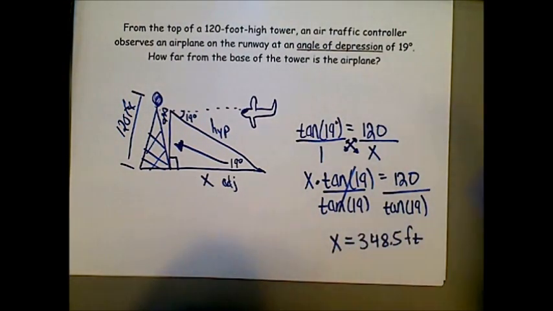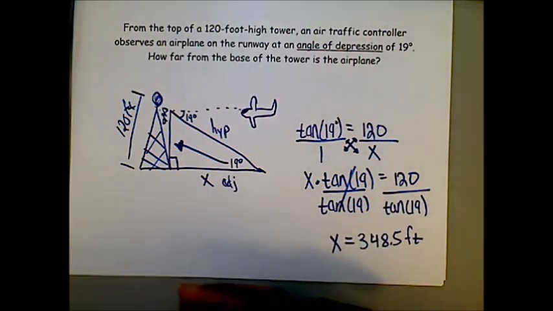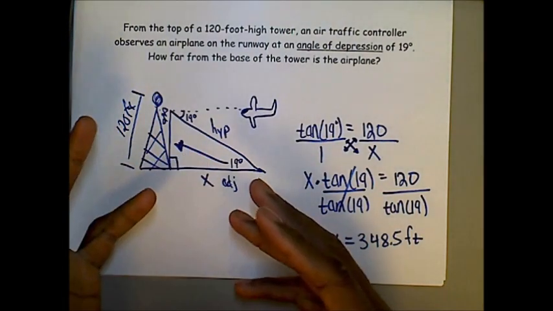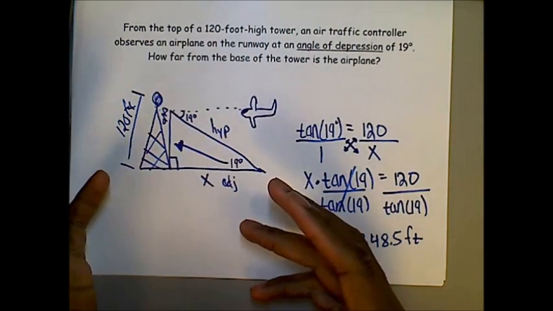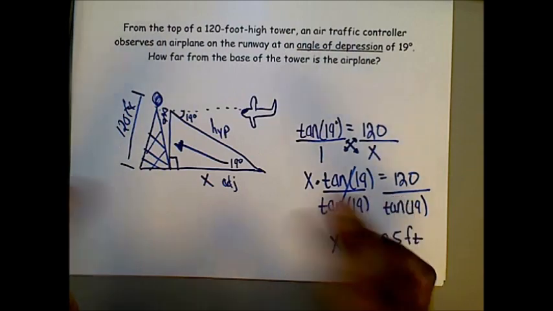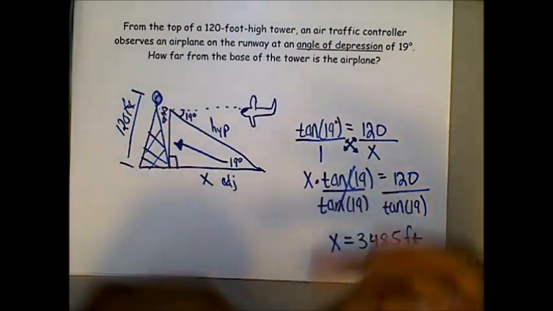So, another example on how to use trig ratios, and understanding that when you're looking for an angle, you use the inverse operations, and when you're looking for a side, you use regular sine, cosine, and tangent.